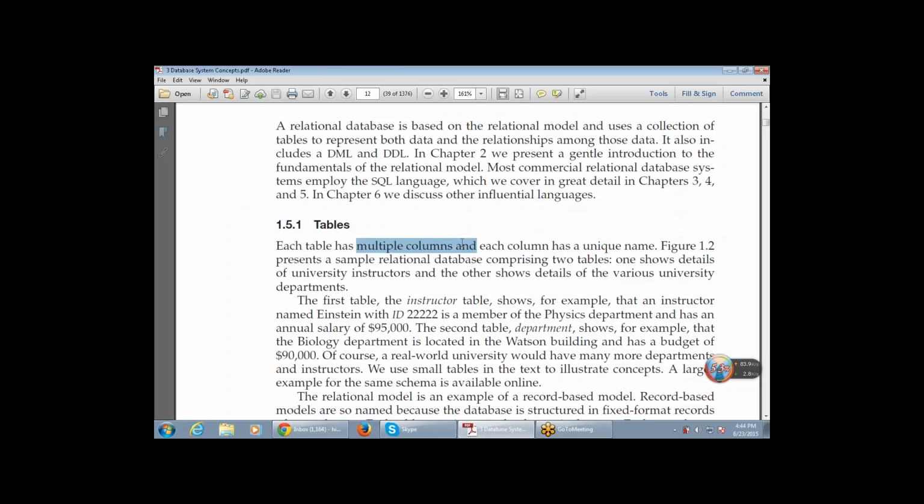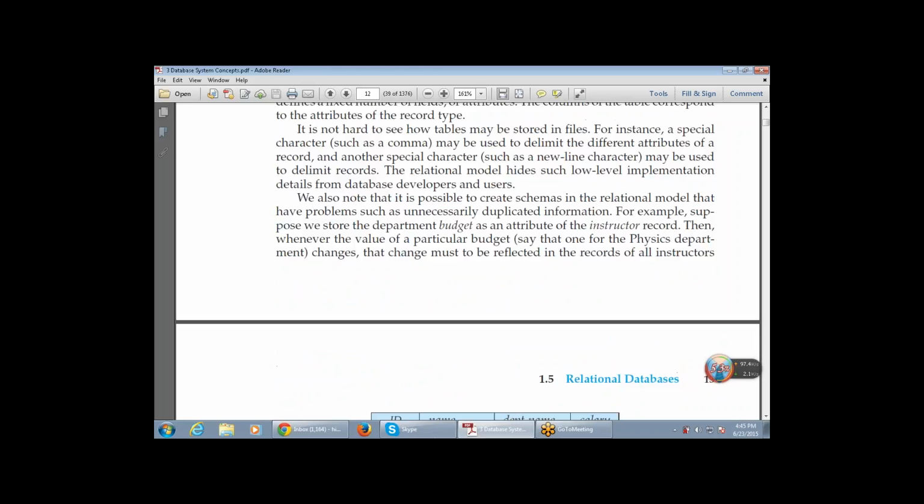Now, what is a table? Every table has multiple columns and each column has a unique name. So we can say a table is a combination of rows and columns. Figure 1.2 represents a simple relational database comprising two tables. One shows the details of the university instructors and the other shows the details of the various university departments.